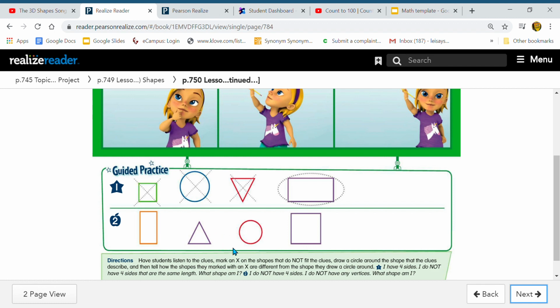All right, so we're down to the triangle and the circle. I'm going to give you another clue. I do not have any vertices. So remember, the vertices are the corners. Out of these 2 shapes, we're trying to figure out which shape am I. I do not have 4 sides, and I do not have any vertices. So which one of these shapes does not have any corners? The circle. Yes. So we would be circling the circle because that is our mystery shape. I do not have 4 sides because he goes around and around, and he does not have any corners or any vertices. Good.